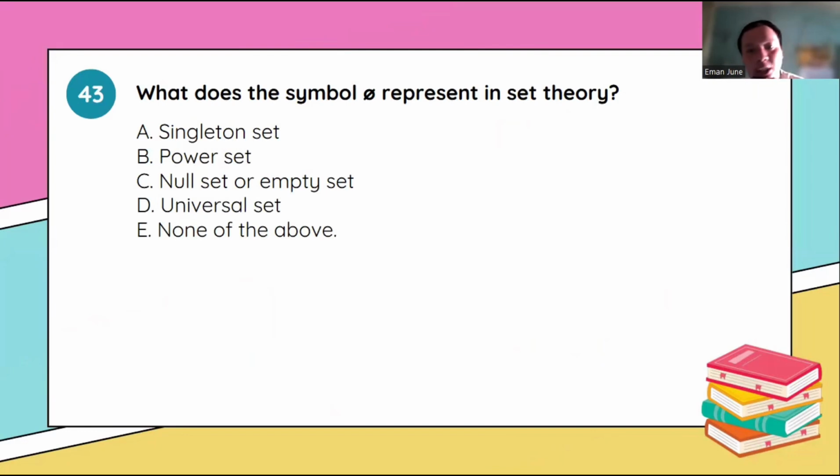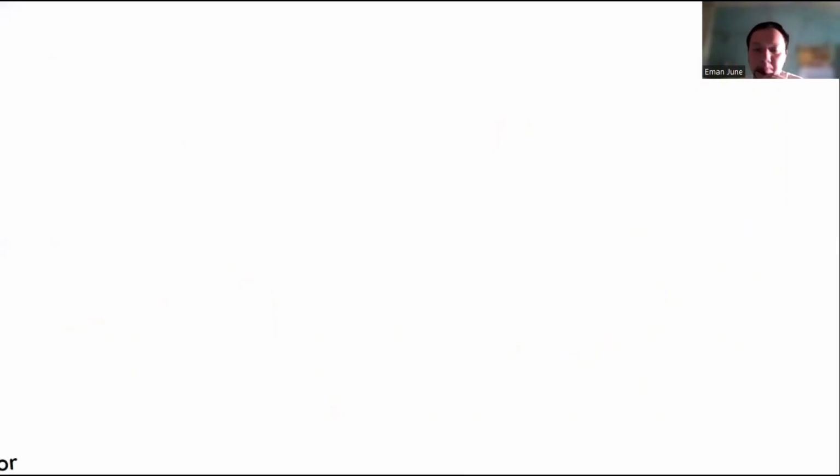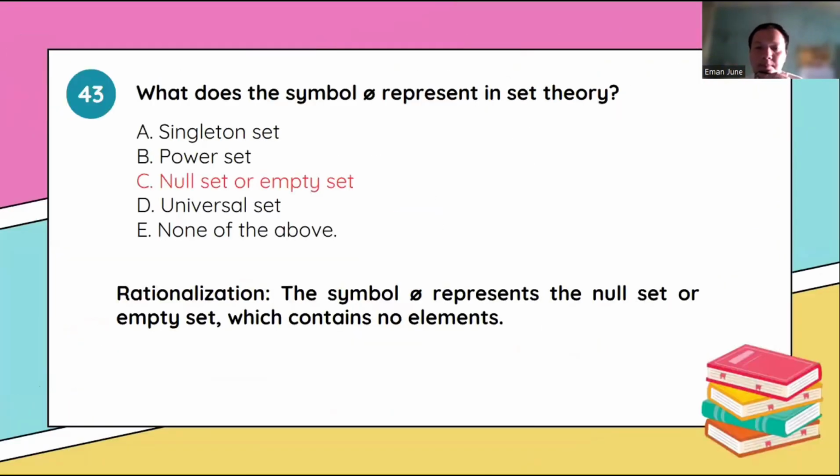A. Singleton, B. Power set, C. Null set or empty set, or letter D. Universal set, or E. None of the above. So the answer for question 43 is letter C, null set or empty set, as referred to by the symbol above.